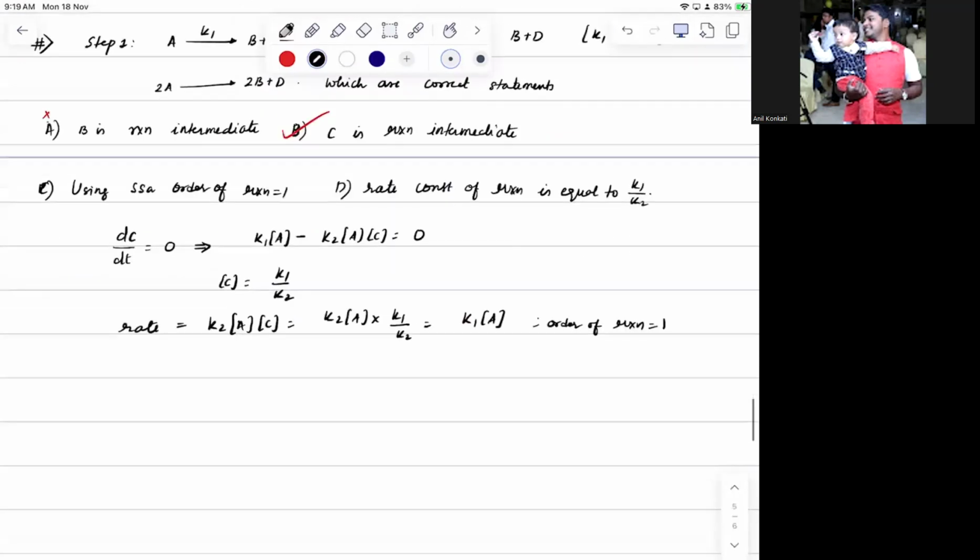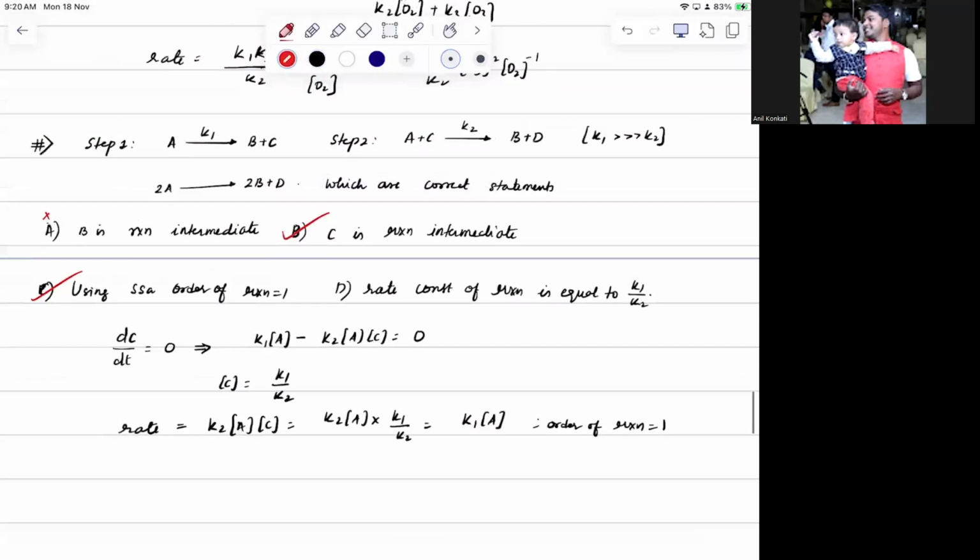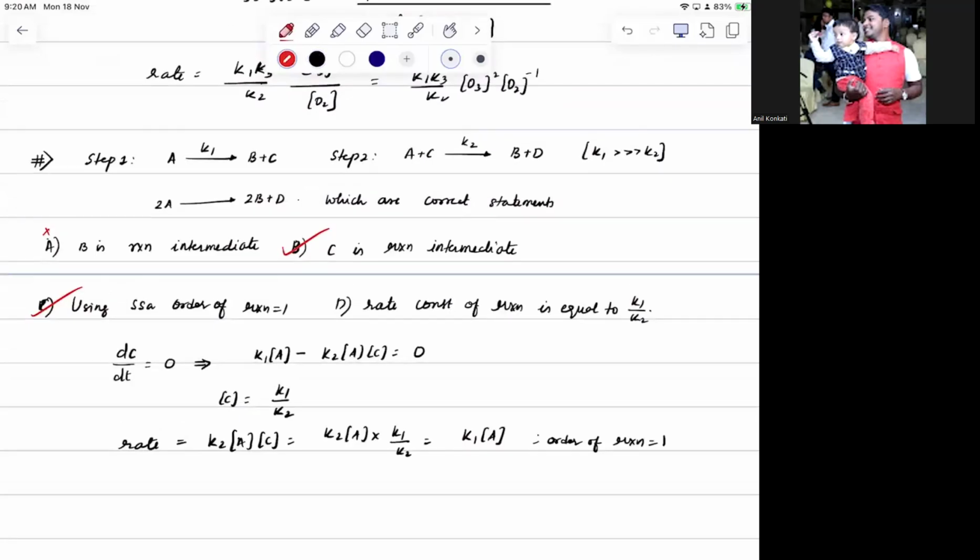Okay, so which one is correct now? Rate constant of the reaction is equal to K1 by K2. That is incorrect, right? The overall rate constant is only K1. Using SSA, the order of the reaction is 1, which is correct. So, these two options are correct, B and C. So, I suppose all of you got this point, right? Yes, sir.